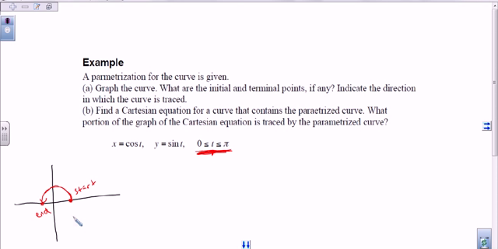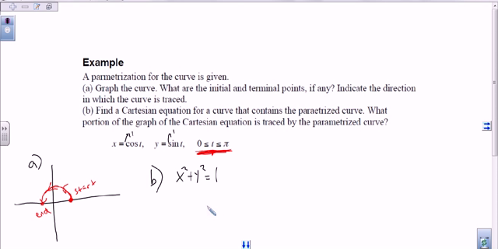Then on B, and direction, so to show the direction, just continue to put arrows in here, and then start and end, you need to label those. Find a Cartesian equation for the curve. This one's simple, since your radius is 1 and it's centered at the origin. It's just going to be x squared plus y squared equals 1 squared, or just 1.